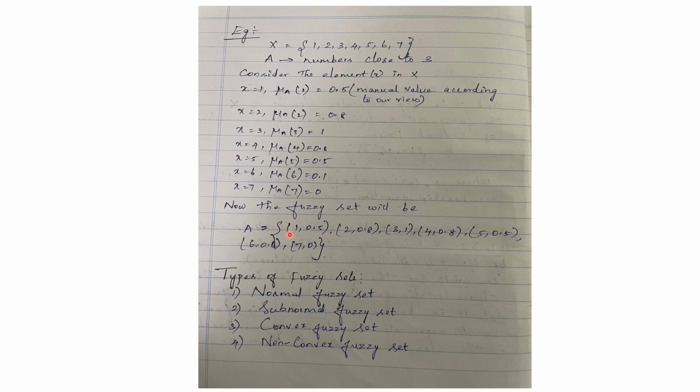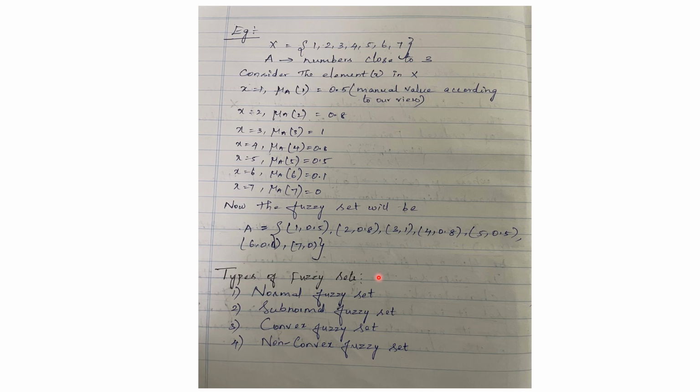So the small x value 1, and the mu A of x, the membership value of 1, what is the membership value of 1? It is 0.5. So A equal to {(1, 0.5), (2, 0.8), (3, 1), (4, 0.8), till (7, 0)}. So this is the fuzzy set value for the capital X set. Hope you all understand how to find the fuzzy set for a normal set.